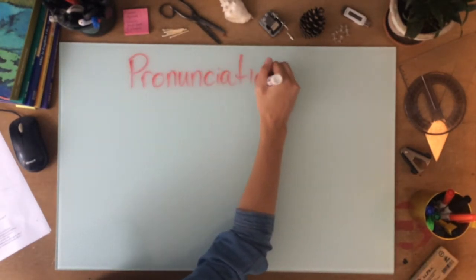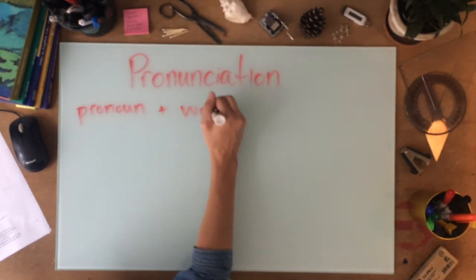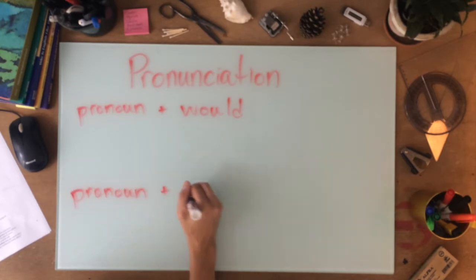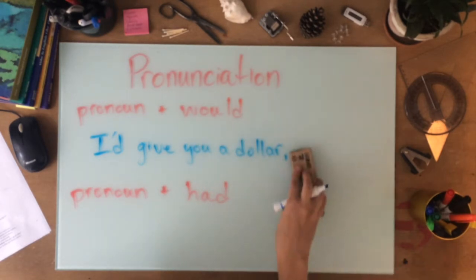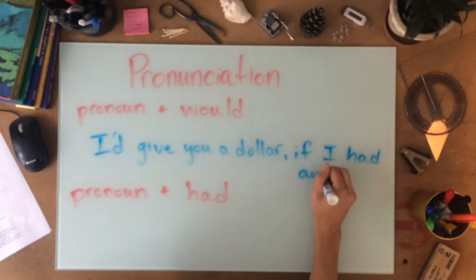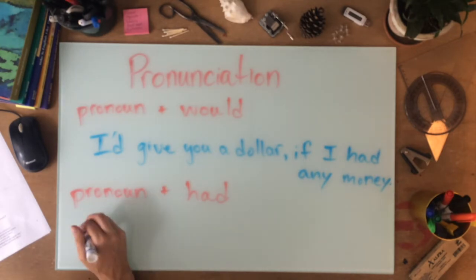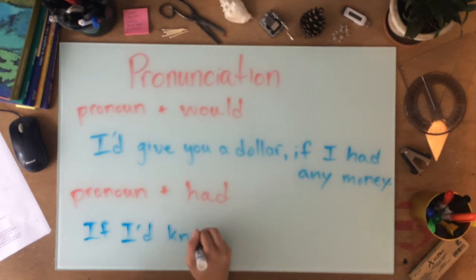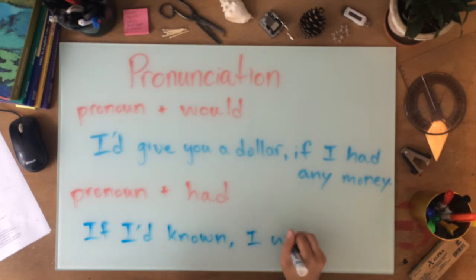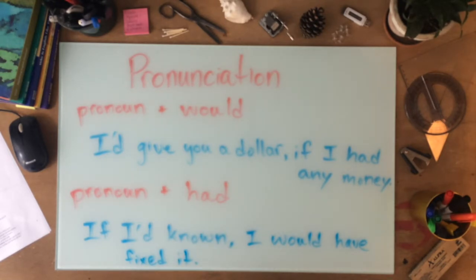One more comment about pronunciation. Many students get confused between the contraction of a pronoun and would and a pronoun and had, because the contractions are pronounced and written exactly the same with apostrophe D. So the only way to tell the difference is to notice the grammar around the contraction.